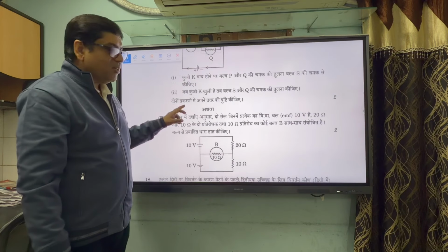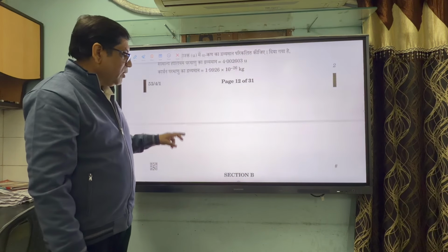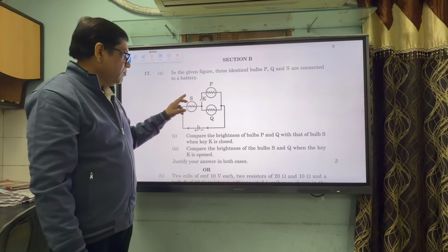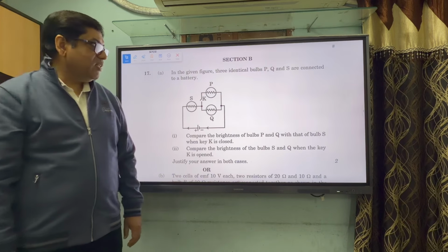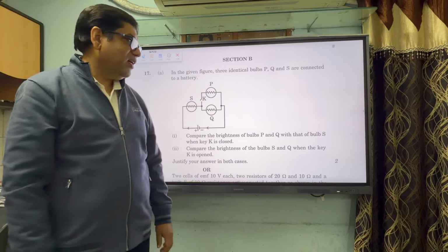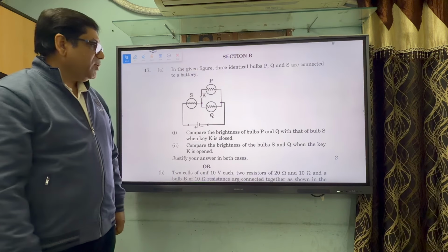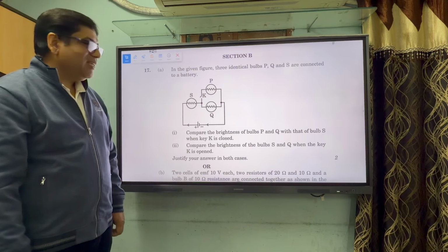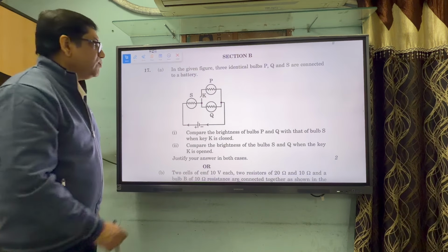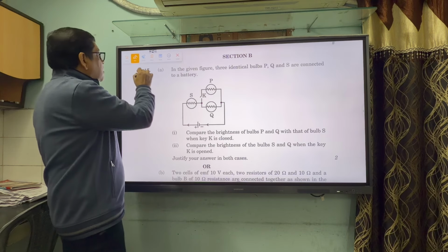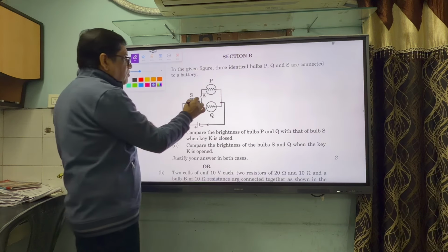So this is the first part completed. Now we go to the second part of the paper. In the given figure, three identical bulbs P, Q, S are connected to the battery. Compare the brightness of bulbs P and Q with that of bulb S when key K is closed. First part: when key K is closed.